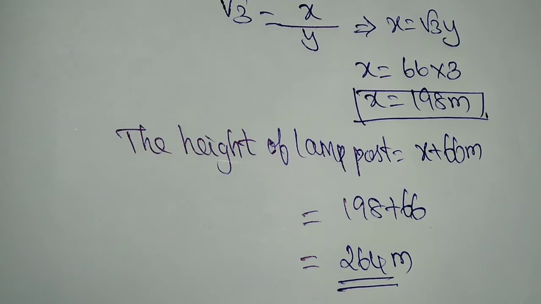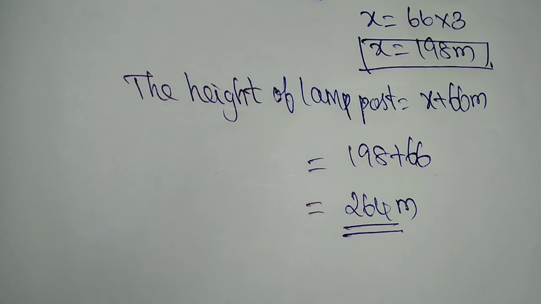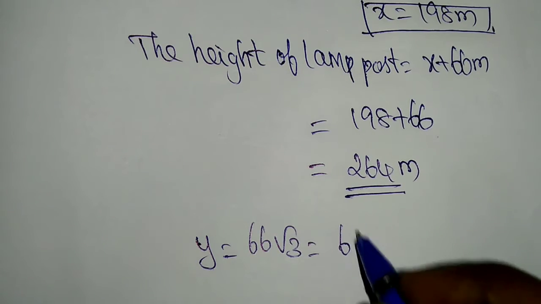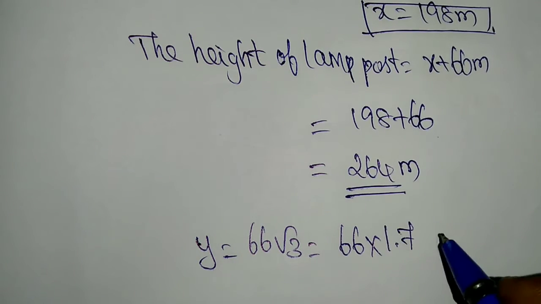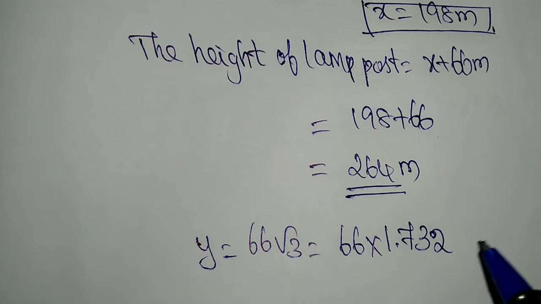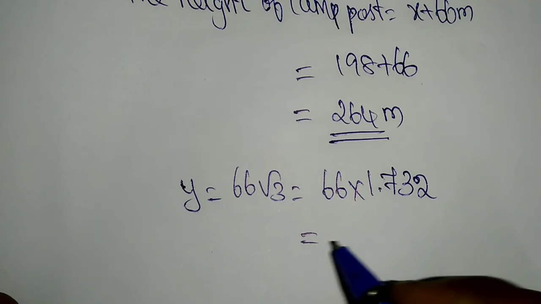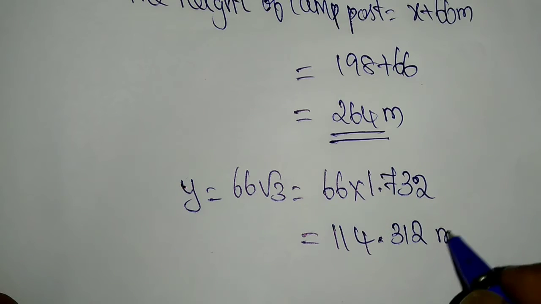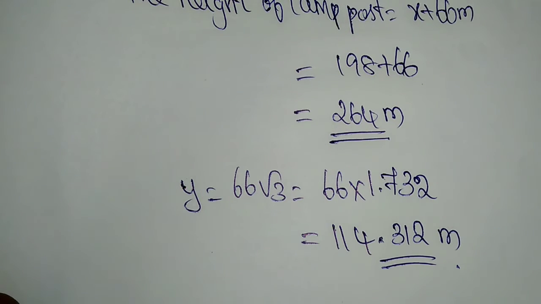Okay. Now we have to find the distance between the lamp post and the apartment. Here we get y is equal to 66 into root 3. So 66 into root 3, where root 3 value is 1.732. So we get 114.312 meter. Okay. So the distance between the lamp post and the apartment is 114.312 meter. Okay.